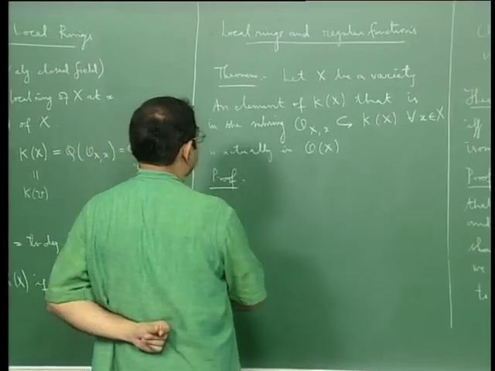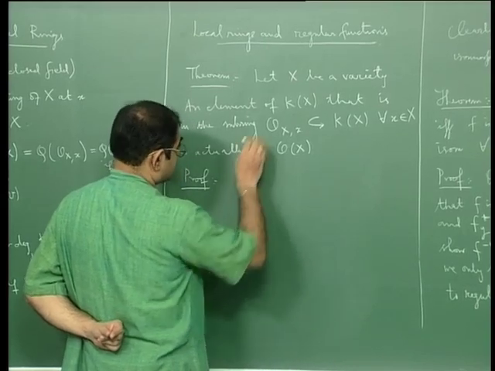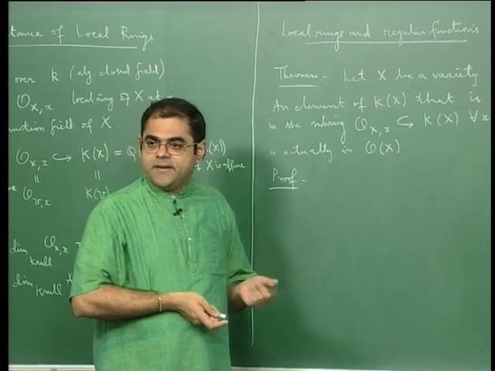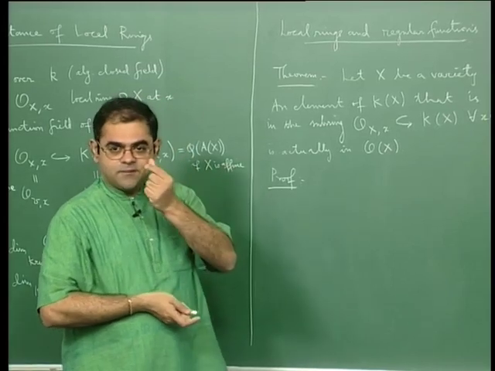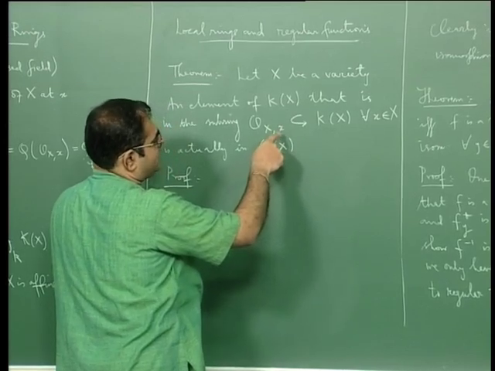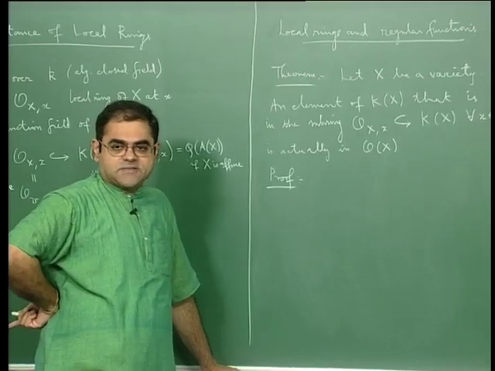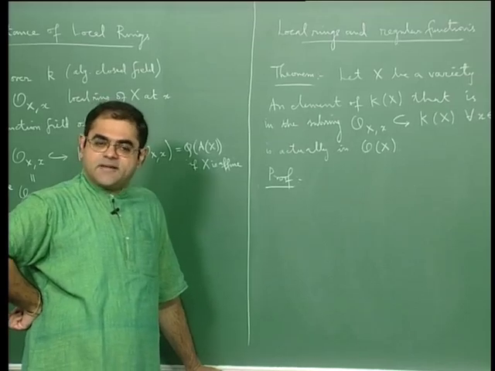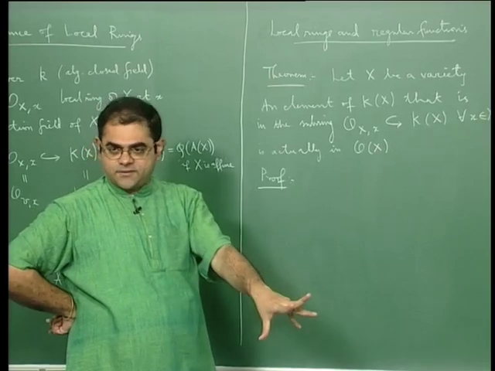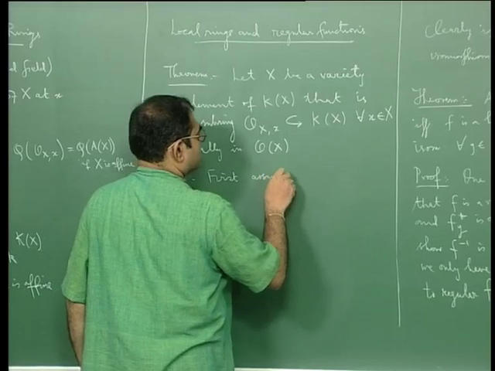So let me do the following thing. What I would first like to say is, so we'll use this fact, namely any variety is covered by affine varieties, okay. Any variety is covered by open subsets, and in fact finitely many of them, each of which is isomorphic to an affine variety. So I'll first take the case when X is an affine variety, okay. I'll first solve the theorem for the case when X is an affine variety, and then I'll say that therefore it also solves the case when X is a general variety, because a general variety is a finite union of affine varieties, okay. So first assume X is an affine variety.